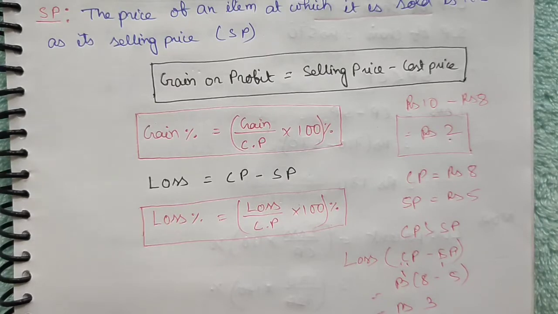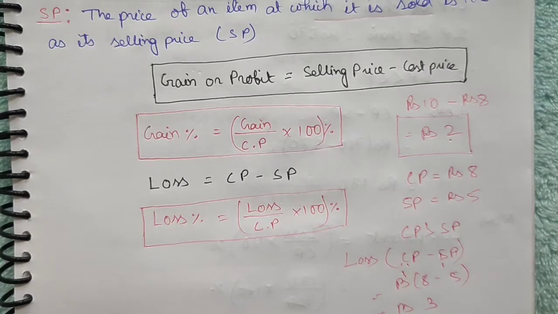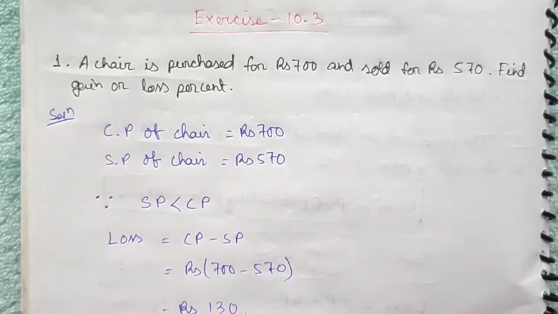Now let us solve a few problems regarding profit and loss, so that your concepts will be more clear. The first question of our exercise 10.3, which is based on profit and loss, is: a chair is purchased for rupees 700 and sold for rupees 570. Find the gain or loss percent. For finding gain or loss percent, we have to know the cost price and the selling price of that particular chair.